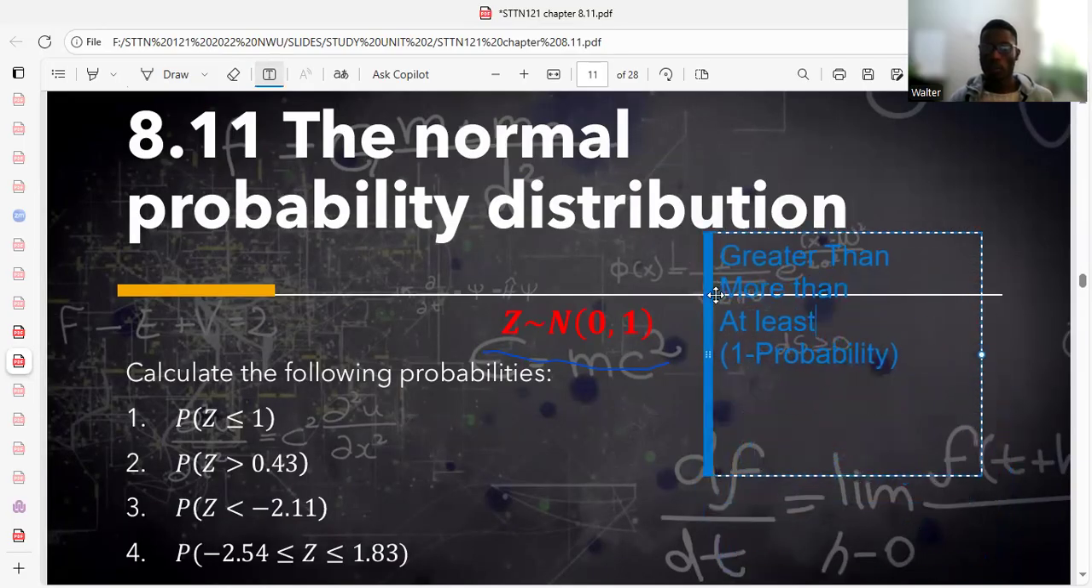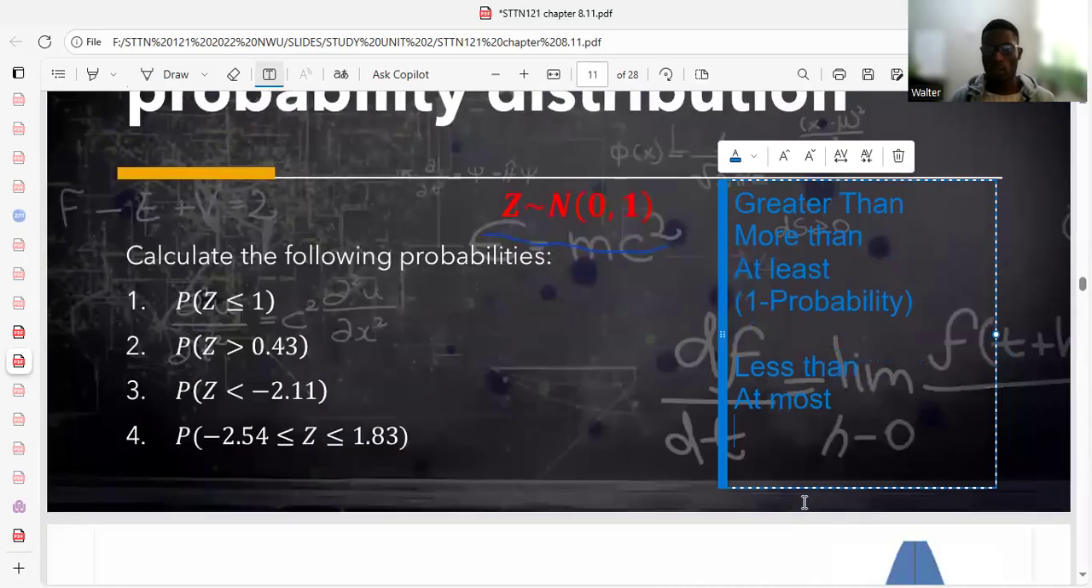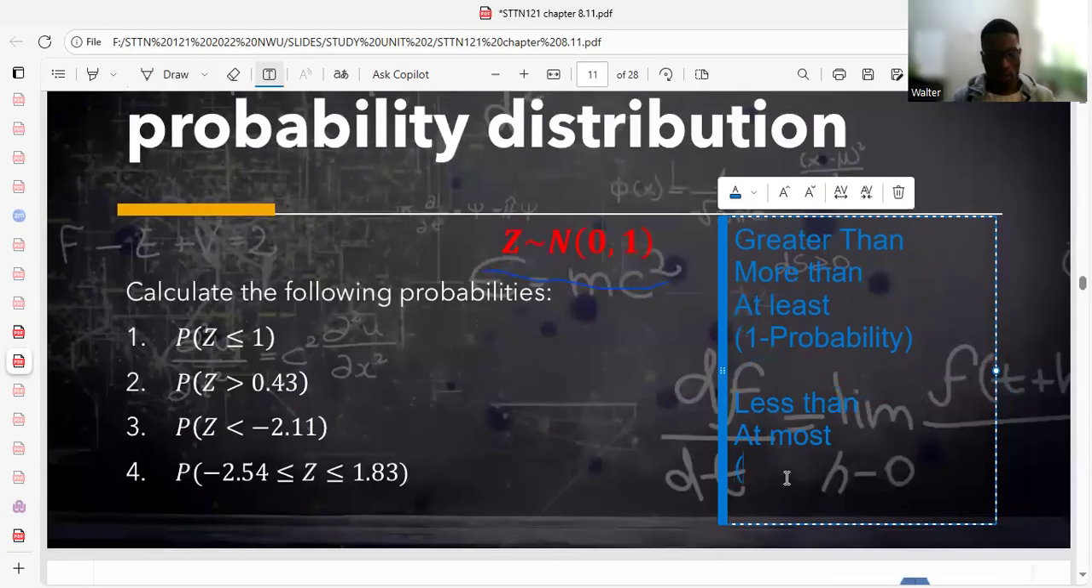Okay. So if you are dealing with greater than, more than, or at least, you use 1 minus the probability. But if you are dealing with less than, or at most, because those are the terms that you normally use, you don't use 1 minus the probability.